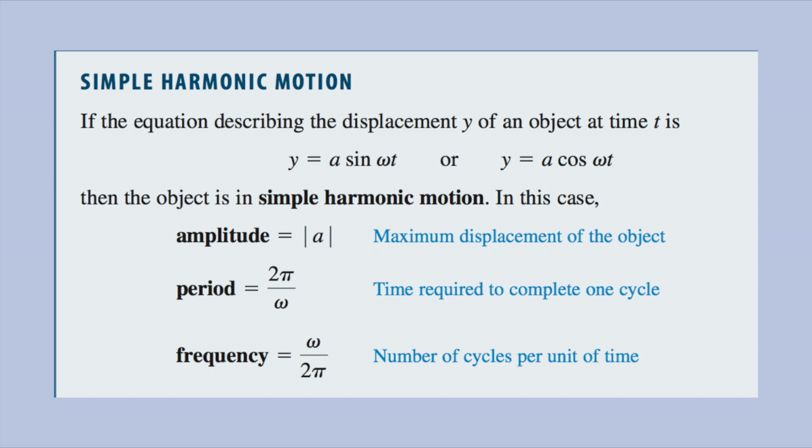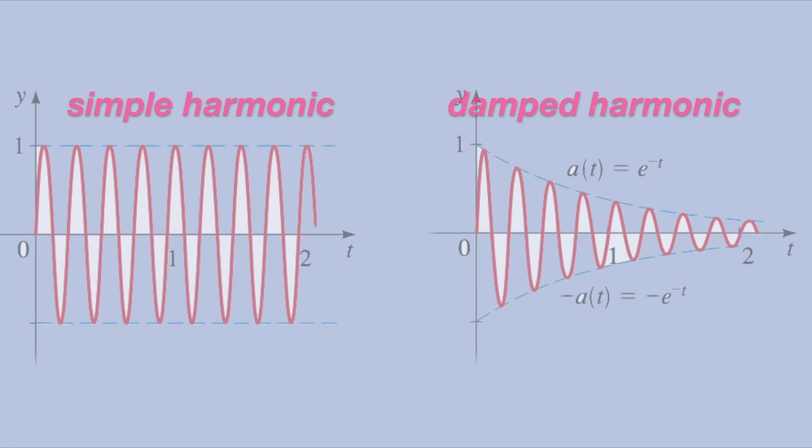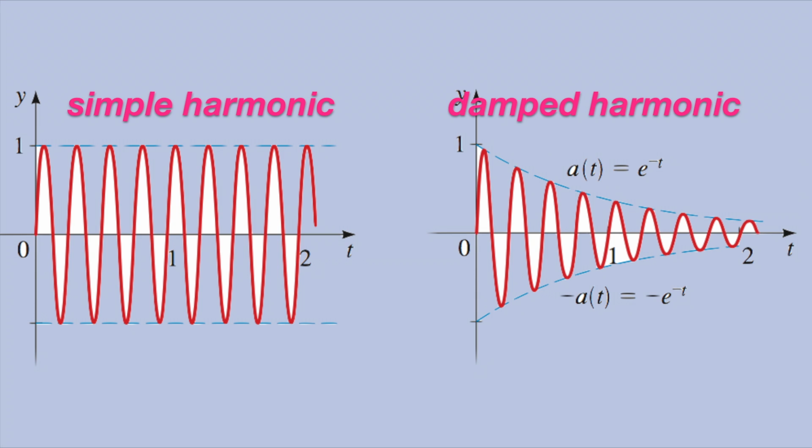For these examples, the amplitude would equal the absolute value of a, the period would equal 2 pi over omega, and the frequency would be omega over 2 pi. This is known as simple harmonic motion, meaning it is assumed to oscillate in a frictionless environment. That case is more hypothetical, though. In reality, the presence of friction causes the motion of the spring to slow down until it eventually stops moving. This type of motion is called damped harmonic motion.